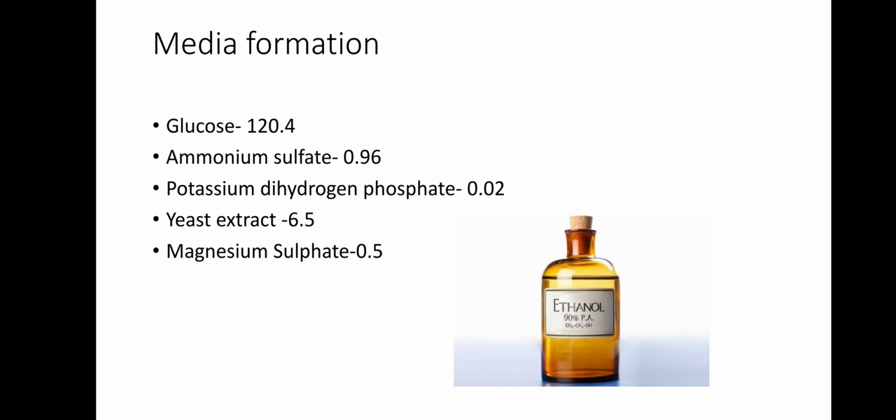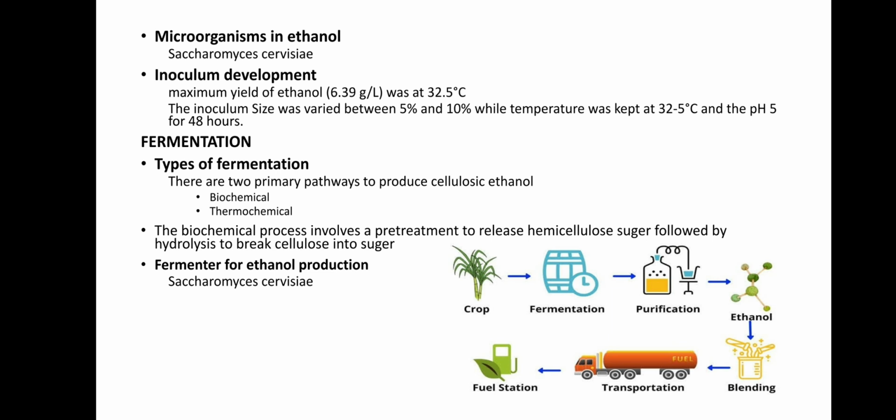Media formation. Glucose 120.4, ammonium sulfate 0.96, potassium dihydrogen phosphate 0.02, yeast extract 6.5, magnesium sulfate 0.5. The microorganism used in ethanol production is Saccharomyces cerevisiae, that is yeast. Inoculum development. Maximum yield of ethanol 6.39 was at 32.5 degrees Celsius. The inoculum size was varied between 5% and 10%, while the temperature was kept at 32.5 degrees Celsius at pH 5 for 48 hours.